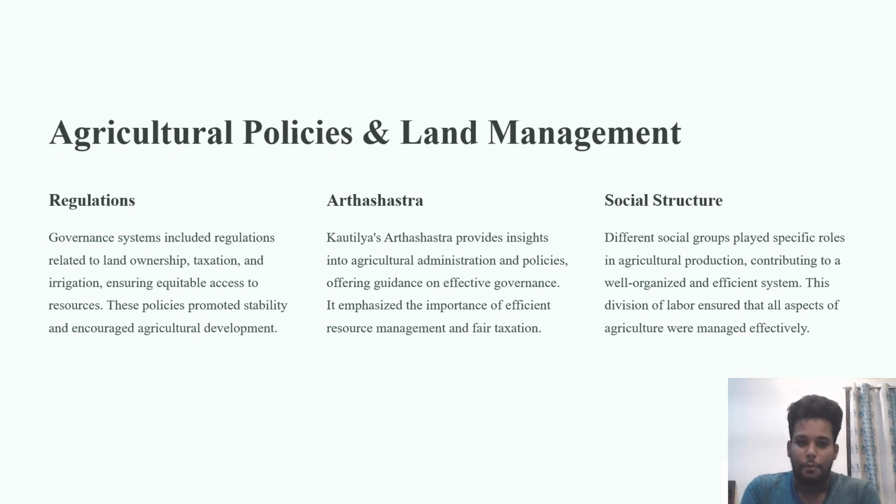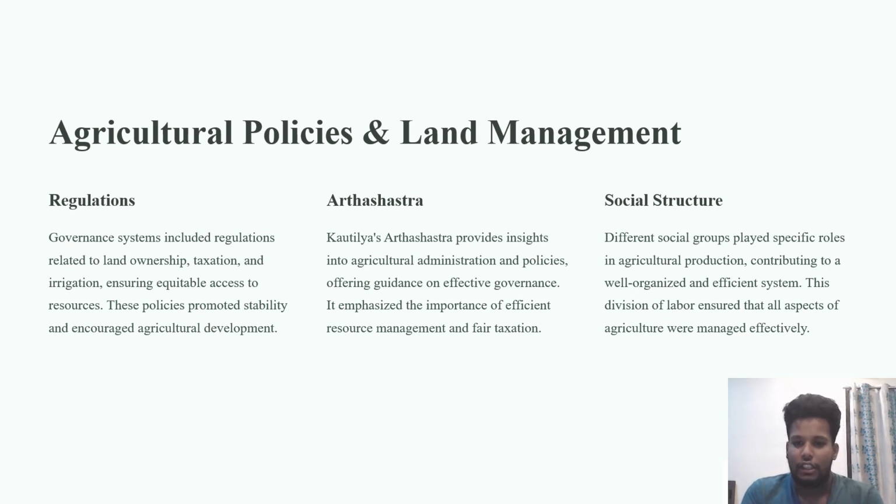Next, we'll see agriculture policy and land management. Regulation: governance systems including regulations related to land ownership, taxation, and irrigation ensured equitable access to resources. This policy promoted sustainability and encouraged agricultural development. Next is the Arthashastra, which provided insight into agricultural administration, policies, and governance, and emphasized the importance of efficient resource management and fair taxation.